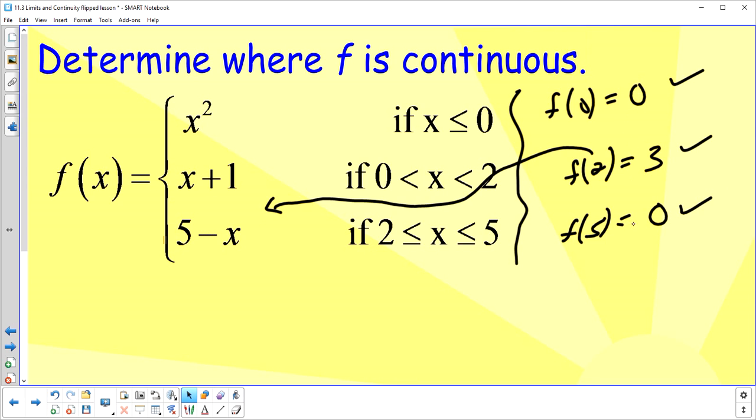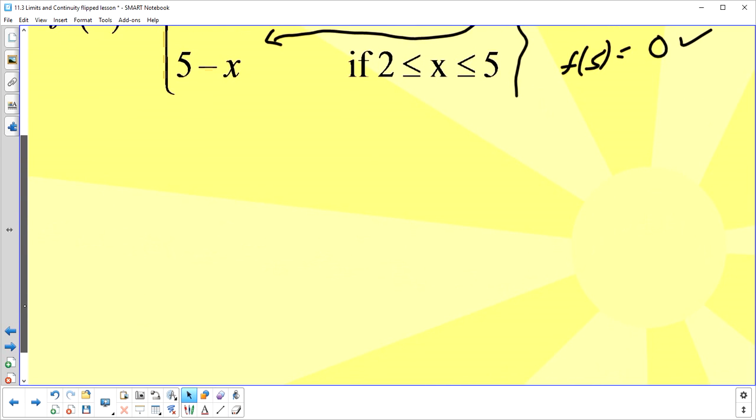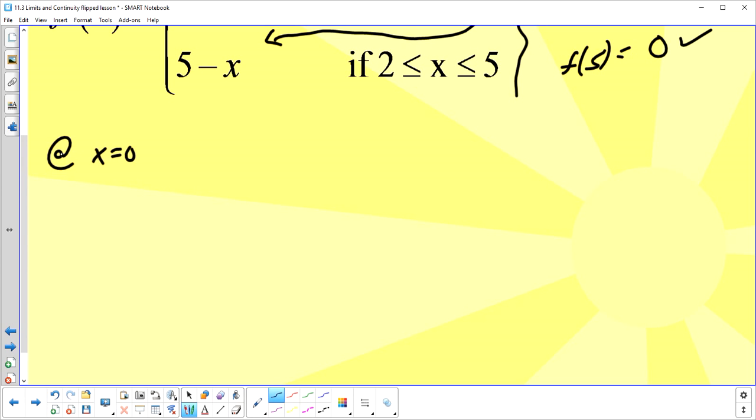So we are continuous, or we are existing at each endpoint. So that's good so far. We're on the track to be continuous everywhere. What we need to check next then, so we're going to look at x equals 0. And because this is an endpoint, we're not going to be able to use just one function. Remember, we have to exist from both the left and right.